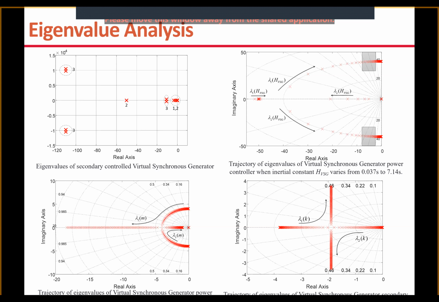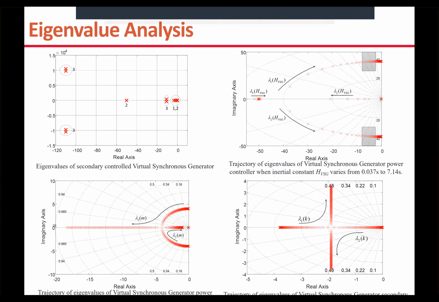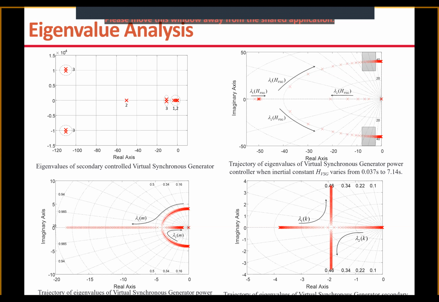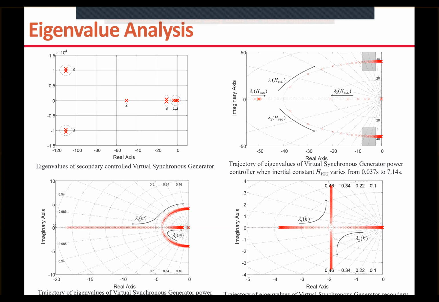So that means we need to design our VSG controller. For example, the inertial time constant, H_VSG, can be designed, because it's virtual. You can choose any inertial constant as we like. And we can see the trajectory of the eigenvalue. So we would like to be here. We don't like to be too close to the imaginary axis.